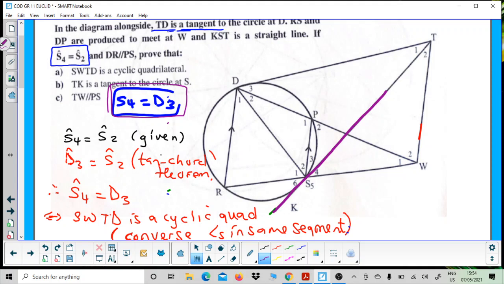So if it is a tangent, you just have to prove that maybe, for example, this angle, if you can prove that S3, if this was a tangent, S3 was supposed to be equal to D2, isn't it? I can go and prove that. Or I can prove that S6 is equal to D1. Can I prove that? I think we can prove that one. So let's go and prove.